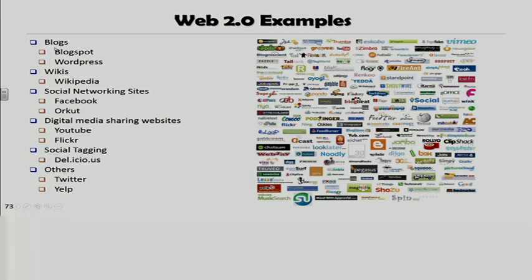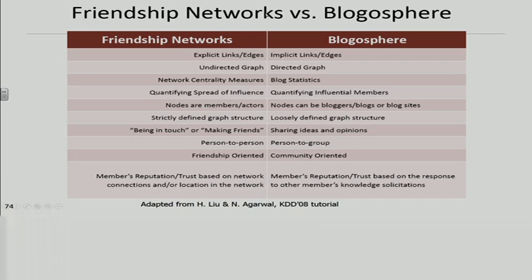You see there are many different ways to do Web 2.0, like blogs, wikis, social networks, digital media, social tagging, and many others. Actually, Twitter and Yelp have now become very big already. Right? If you look at social networks versus the blogosphere, where people just put things there, like wiki things, that's still different, because social networks bring lots of friendships together, right?